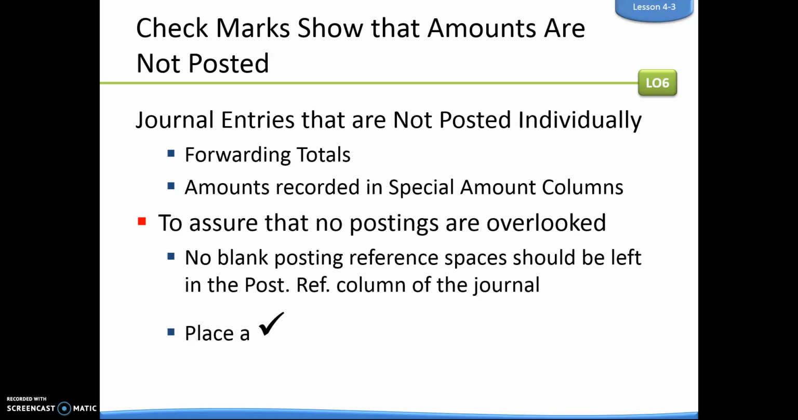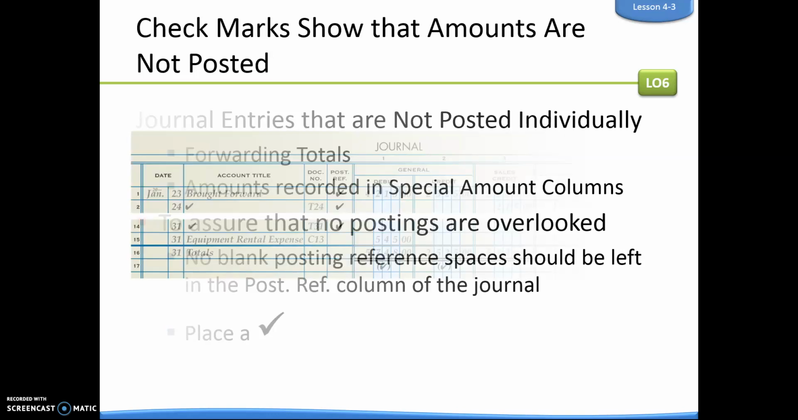Now, in order for us to assure that there are no postings that get overlooked, we don't want to have any blank posting reference spaces in our journal. So if there is a blank one, typically what we would do is we place a check mark. A check mark to us signifies that we don't post those amounts individually. And like I said, they're either going to be forwarding totals or they're going to be in the special amount columns. So let's take a look at some of those examples.